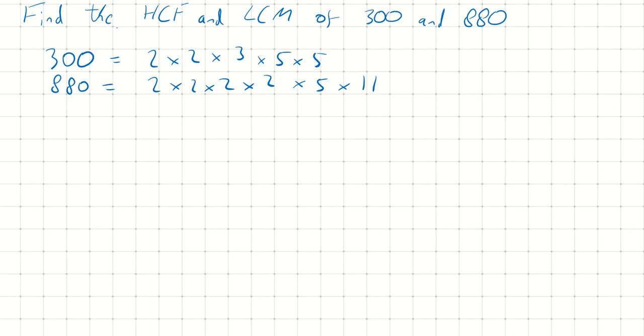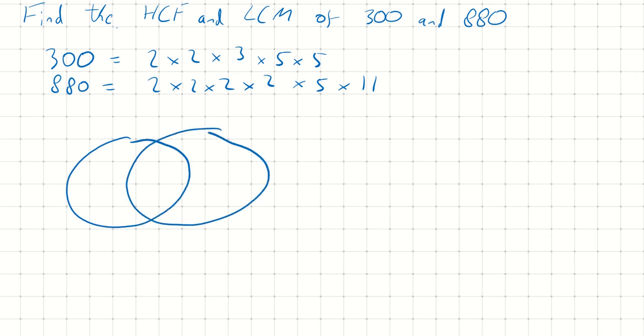So let's start by drawing our Venn diagram. We're going to draw two circles, circles-ish. And this left-hand circle is going to represent 300, and the right-hand circle is going to represent 880. Now, what we're going to do is look at our prime factorization, and put these numbers into the Venn diagram. So if there's a number that's in both 300 and 880, it's going to go in the middle.